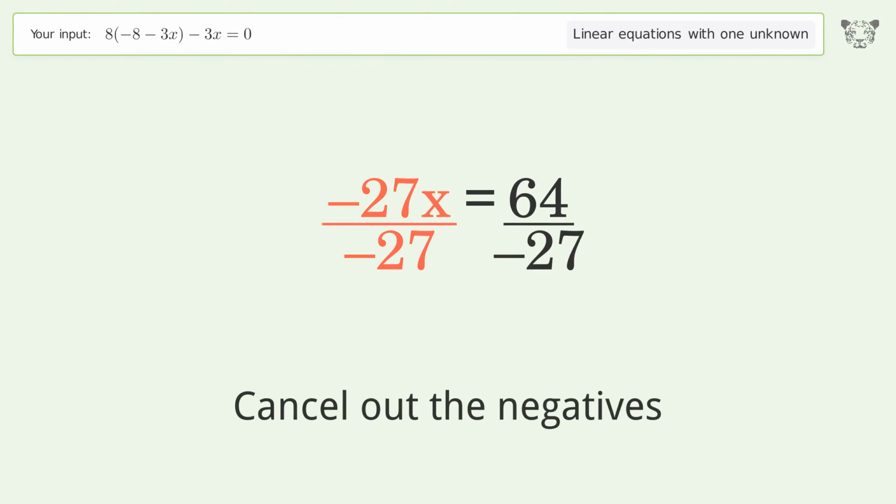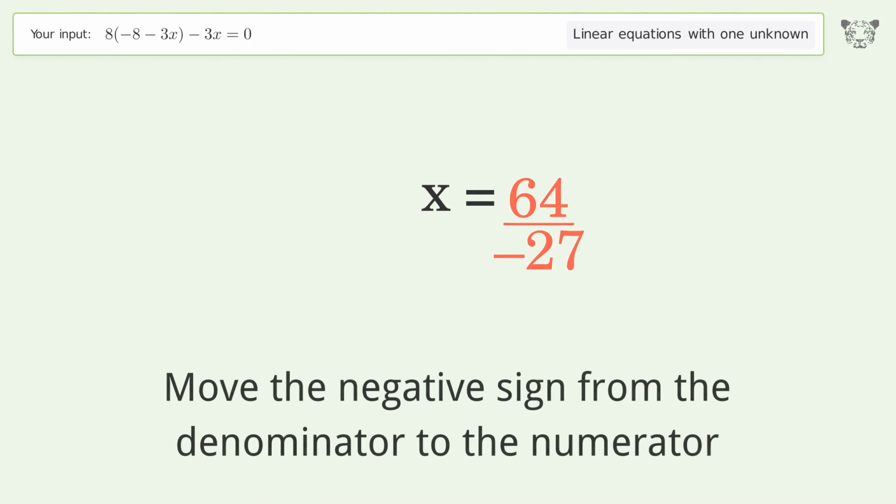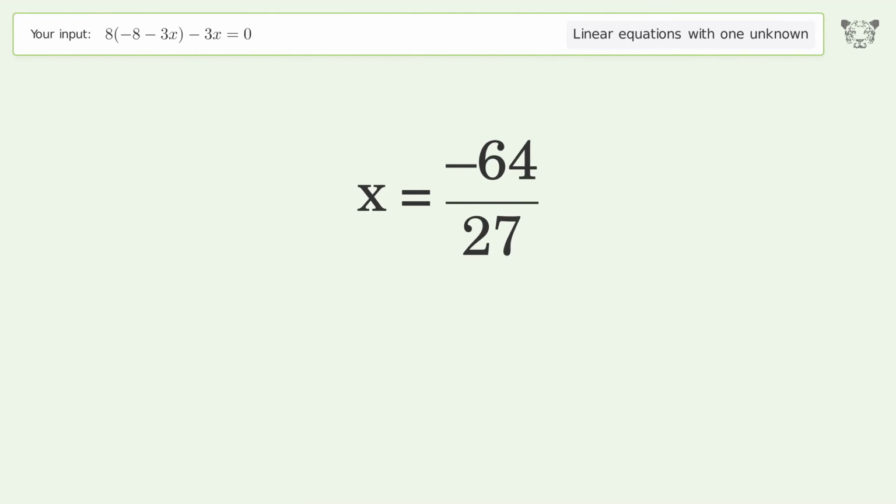Cancel out the negatives. Simplify the fraction. Move the negative sign from the denominator to the numerator. And so the final result is x equals negative 64 over 27.